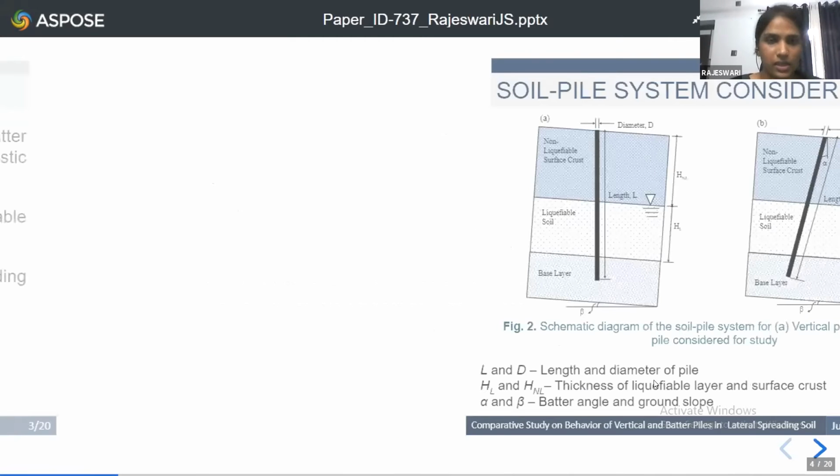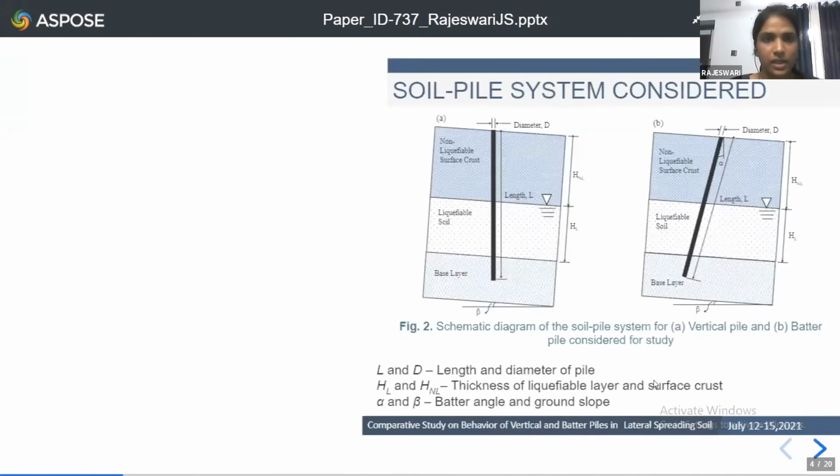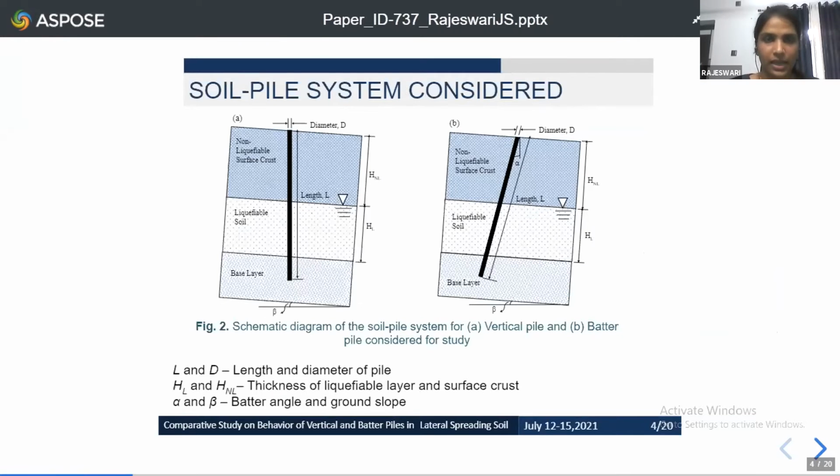In our study, we have considered single end-bearing piles of diameter D and length L, which is embedded in a 3-layer soil profile as shown in this figure. And the water table is assumed at the interface of the liquefiable soil and the non-liquefiable surface crust. In the study, we have not considered the effect of inertia because the inertia forces are negligible in the post-liquefaction stage.